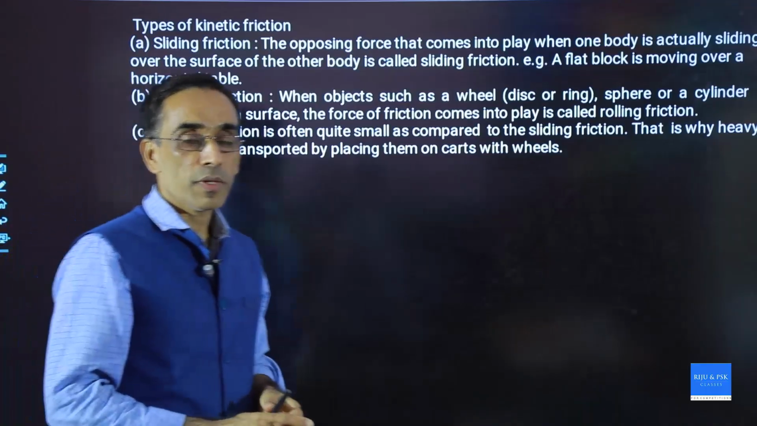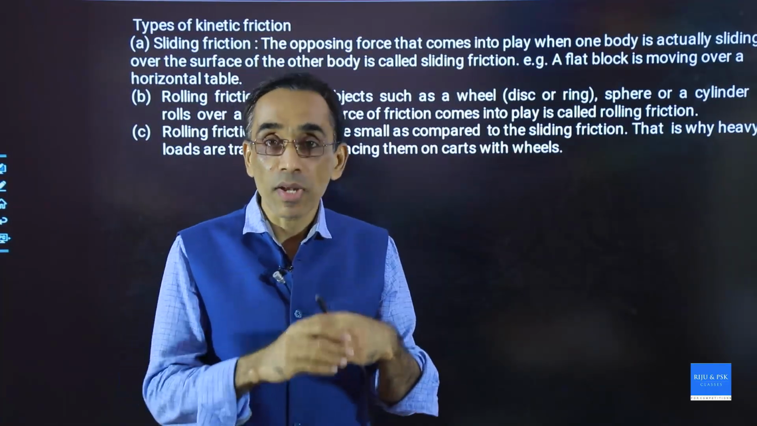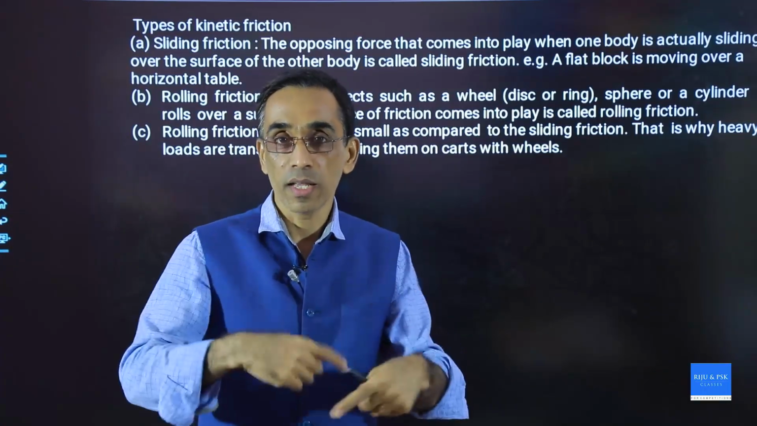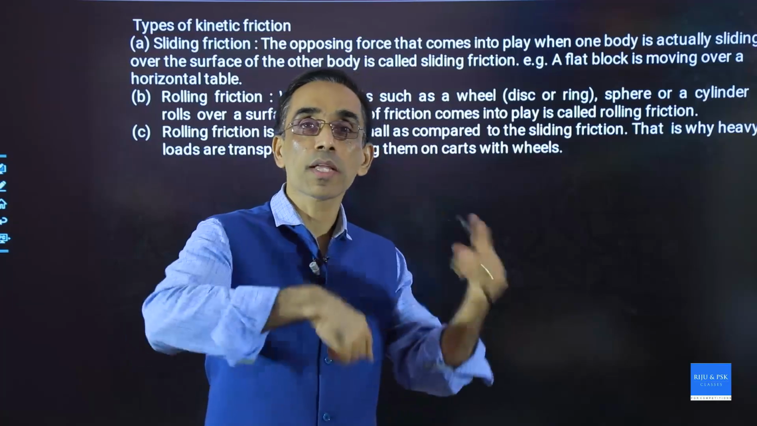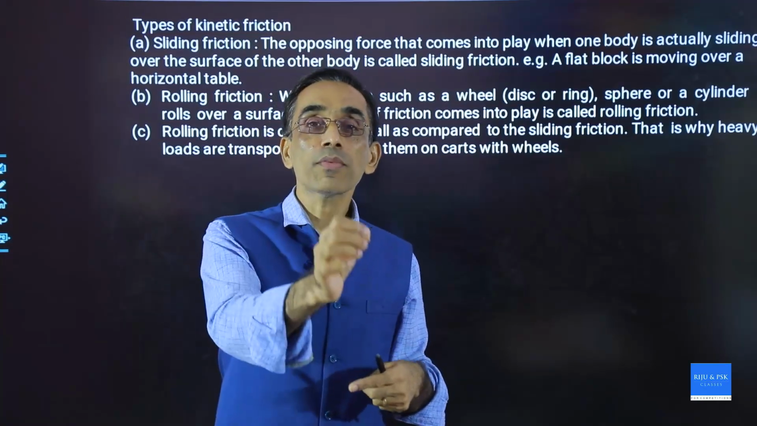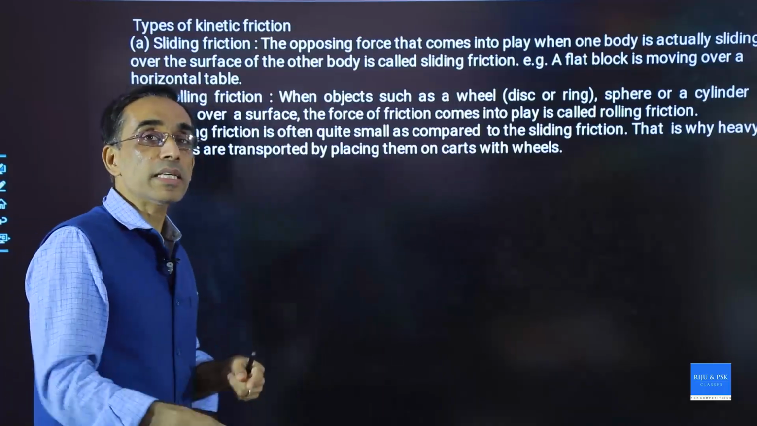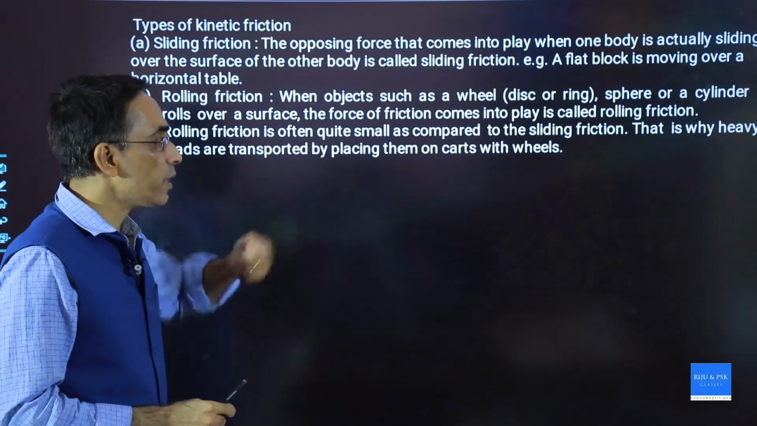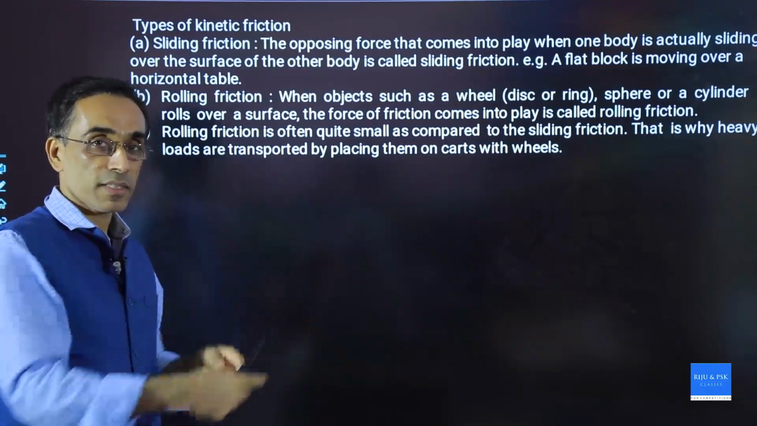You know, it's said that the wheel is the greatest invention that the human race has ever made, because the wheel converts sliding motion into rolling motion. Rolling friction is very, very small compared to sliding friction. That is why motion is easy with a wheel.